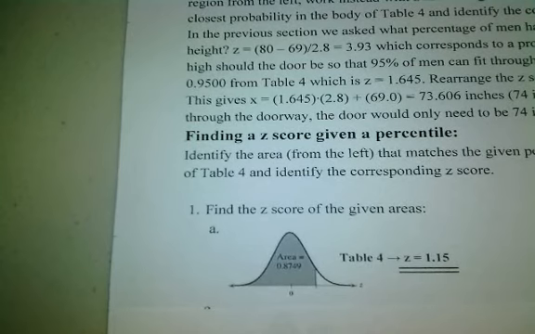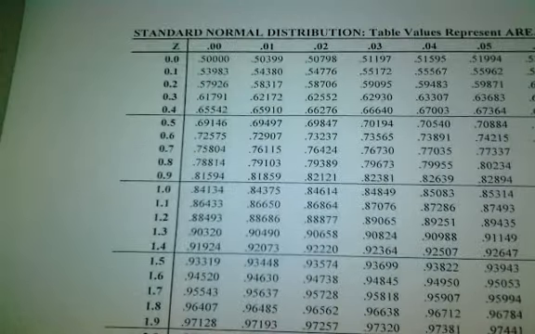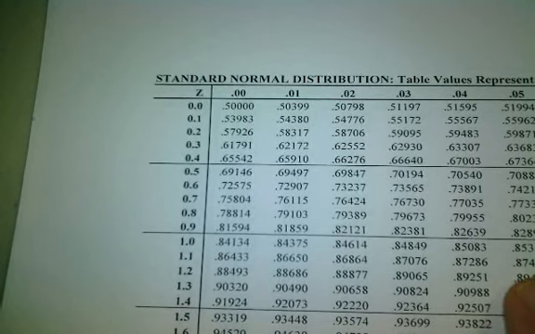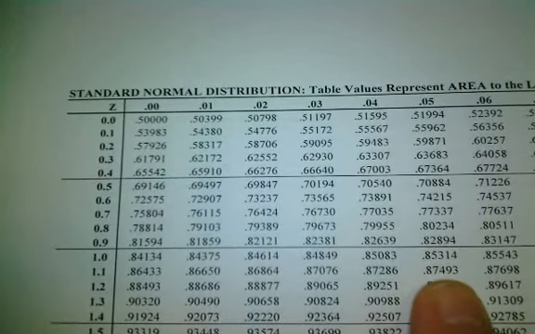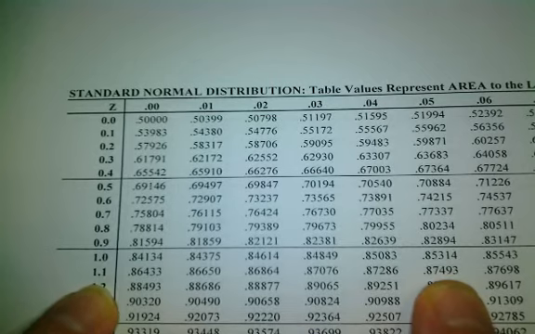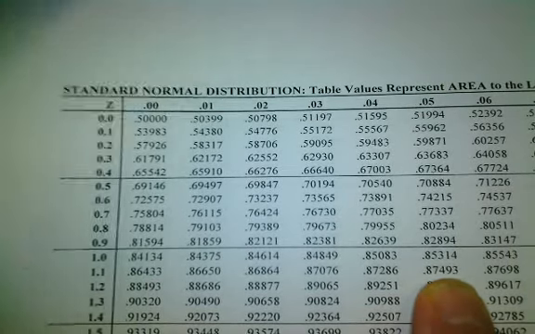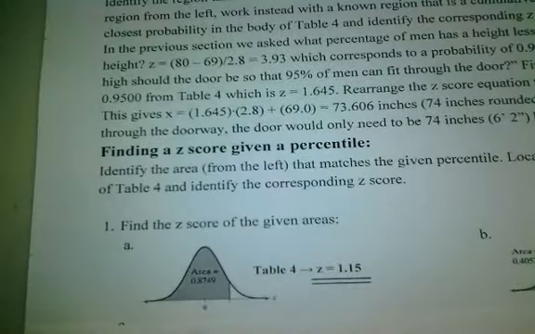Well, if I come look at the table, and since it's greater than 0.5, and we want 0.8749, that one's pretty close to 0.8749 right there. Let me move it over. 0.8749, that's pretty close to 0.8749. And you can see over to the side, 1.1, up above 0.05, so that's 1.15. So that's how we got that value.